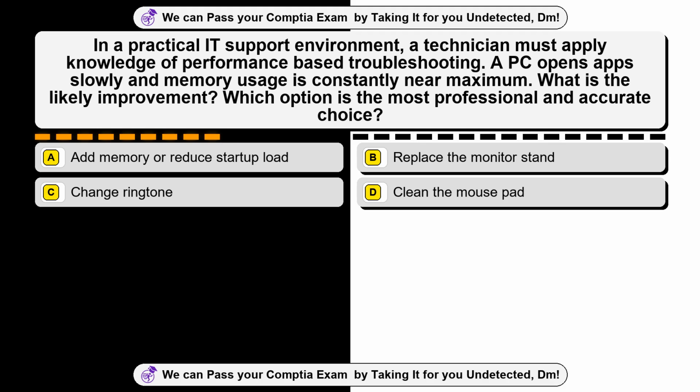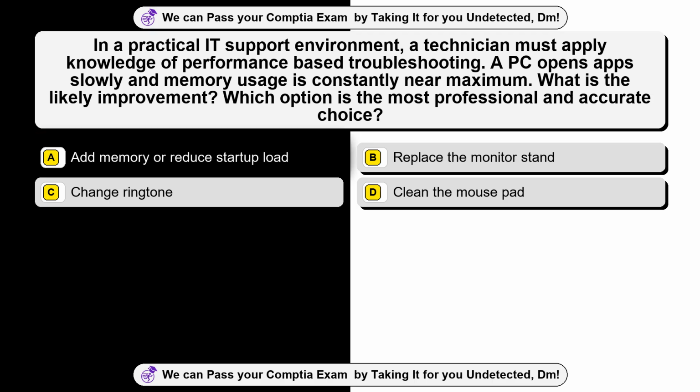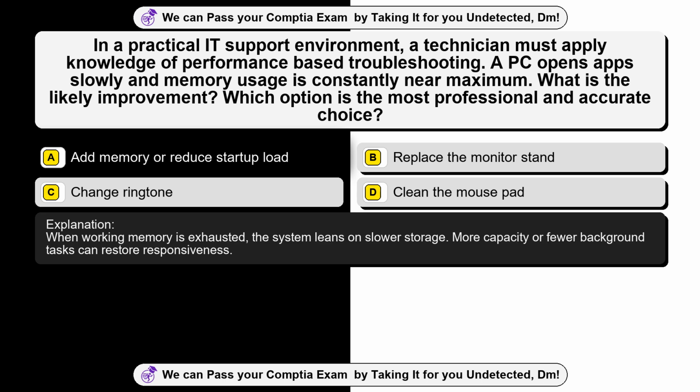Option A, add memory or reduce startup load. Option B, replace the monitor stand. Option C, change ringtone. Option D, clean the mouse pad. The correct answer is option A, add memory or reduce startup load. When working memory is exhausted, the system leans on slower storage. More capacity or fewer background tasks can restore responsiveness.